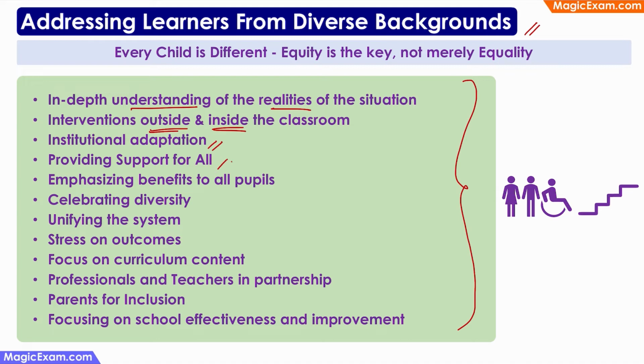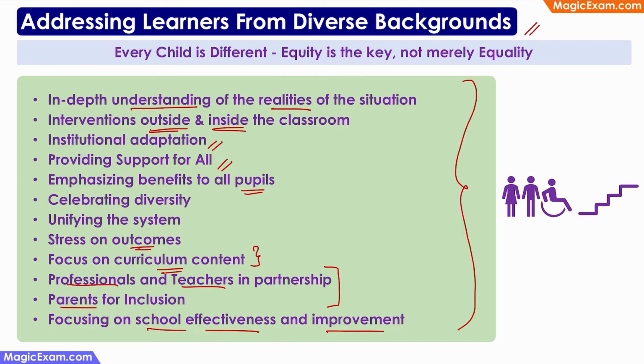And support should be provided for all, and emphasizing the benefits to all pupils means peer education. And stress on outcomes and focus on curriculum content means you should not just look at the process, but you should look at the results, right? And the curriculum should be suitable for inclusive education. And here it is also talking about the fact that professionals, teachers and parents also should be included in this effort for inclusive education. And it is not just the classroom, but this inclusive education should be done at a school level. So school effectiveness and improvement is also necessary. So these are all very generic points about how to address learners from diverse backgrounds.